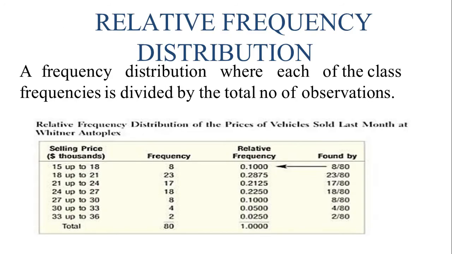Now come to relative frequency distribution. It is a frequency distribution where each of the class frequencies is divided by the total number of observations. First of all, we have to count the total number of observations. If you see the frequencies here, all the frequencies are summed up.